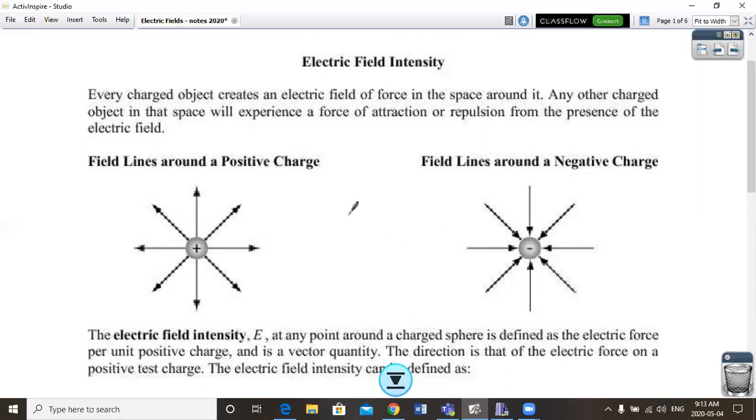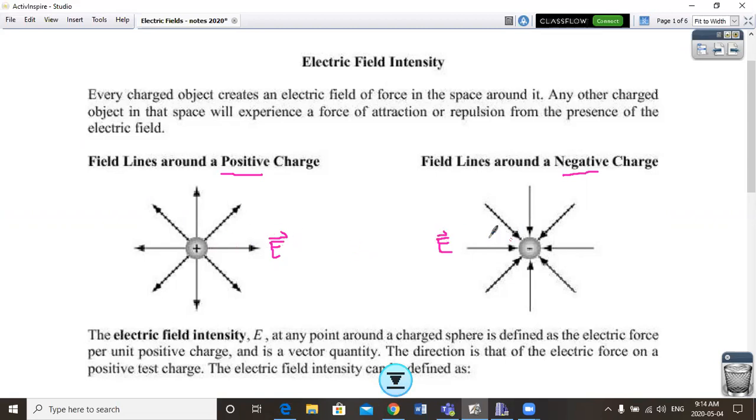So there are two types of charges, as we know. There is a positive charge and a negative charge. By convention, electric field, which is designated vector E, moves away from a positive charge. Likewise, electric field is directed towards a negative charge. So the direction of electric field is always away from a positive charge and towards a negative charge.